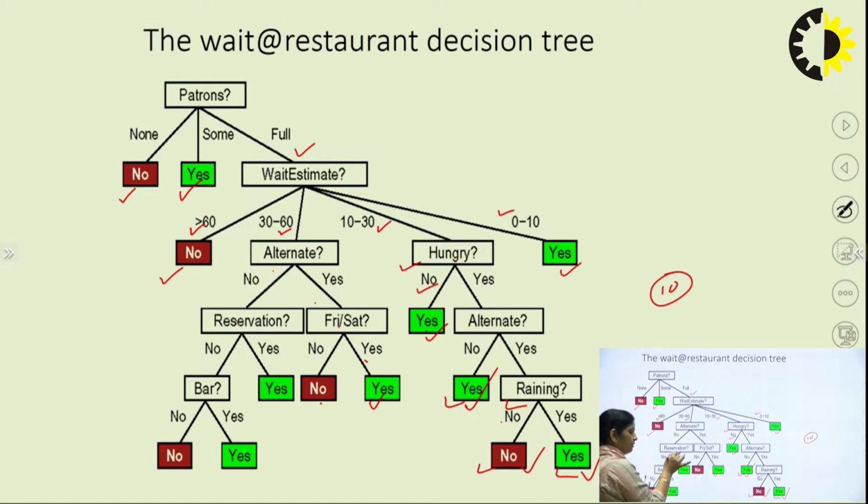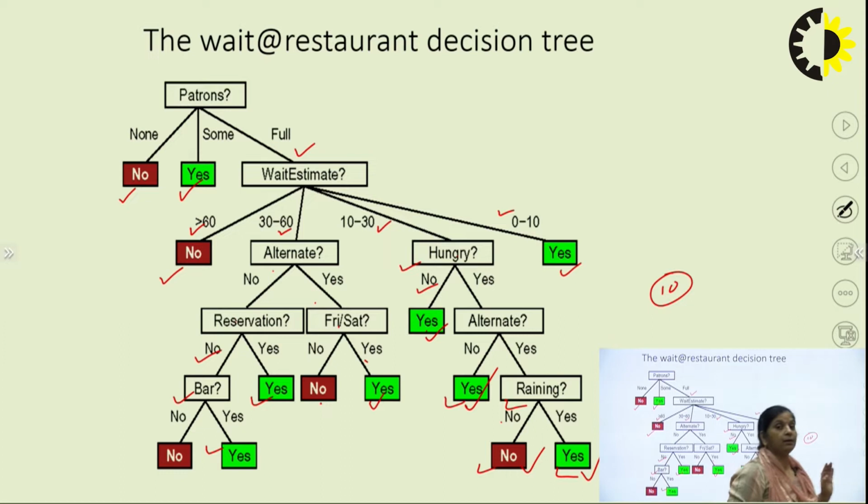If we have already reserved, naturally we will sit there only, we will wait for the restaurant. If not, then we will check the bar. If we have not reserved, is there any space where we can wait? So if there is space in the bar, yes, we will wait, otherwise we will not. So this is one example of a decision tree.